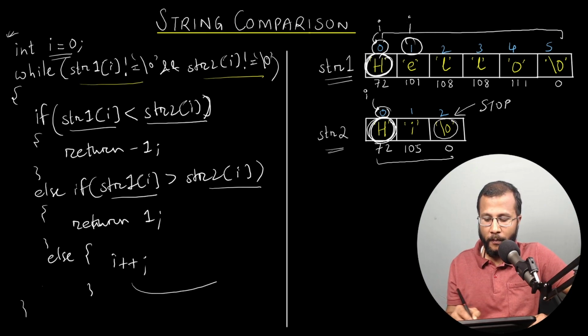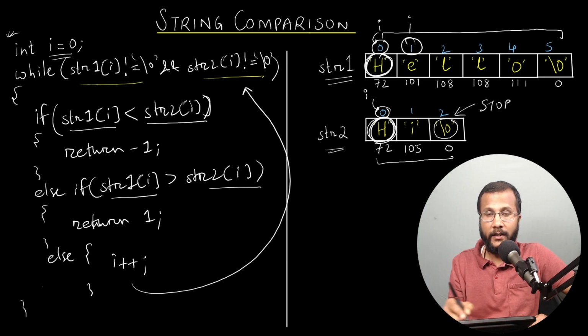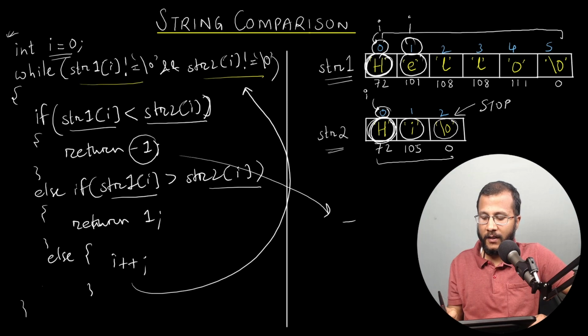So this will take you back to the condition, and again the condition is checked with these characters, e and i. Now you know that e is less than i, so return -1 will be executed. So -1 will be returned to the main function. If -1 is returned, that means the string str1, that is hello, is less than the string str2, which is hi. This is how it works.